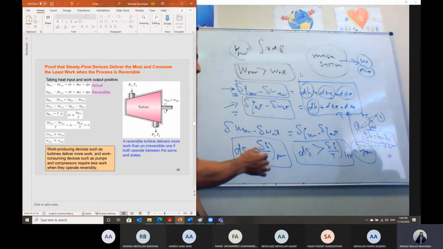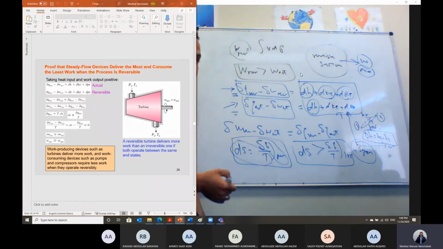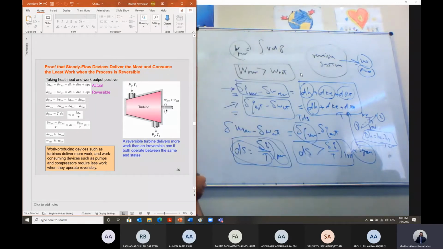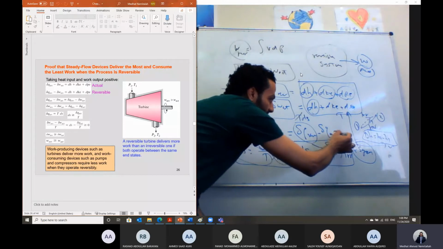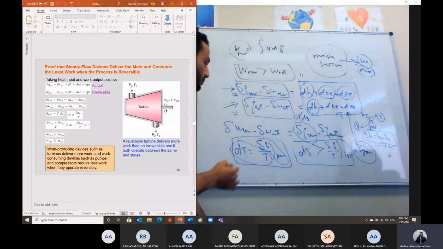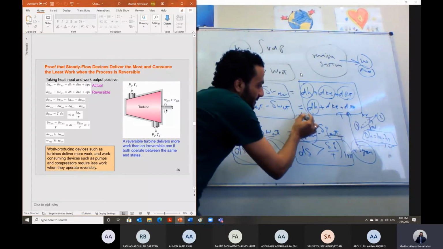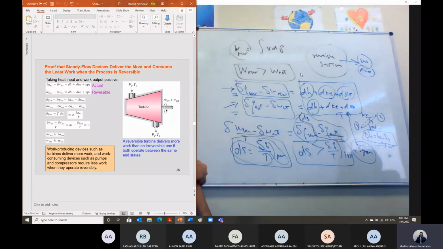Okay, Shabab? From this equation, delta Q reversible will equal T dS, so I can just substitute here. This one will be equal to T dS. Just divide the whole equation by T. So T dS divided by T will be delta S, and here it will be delta Q over T. Now we have this term equal to delta S minus delta Q over T.